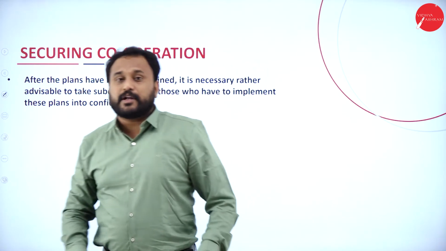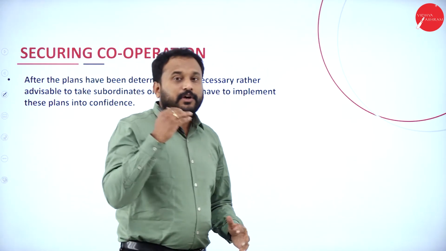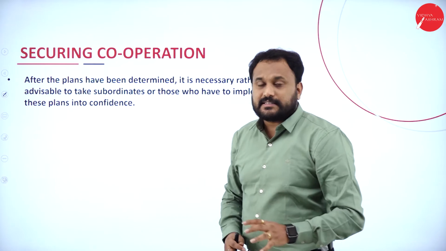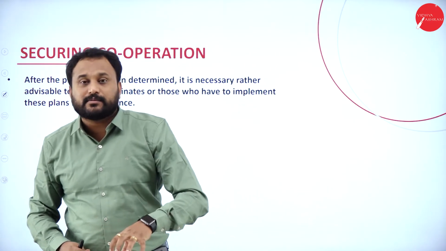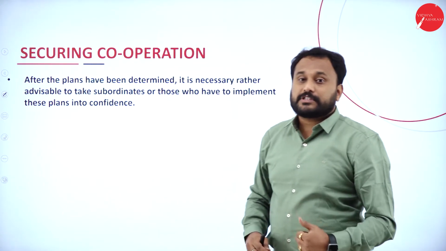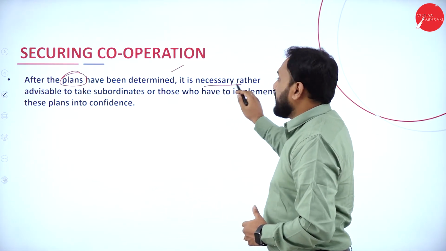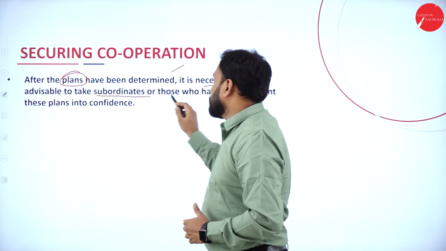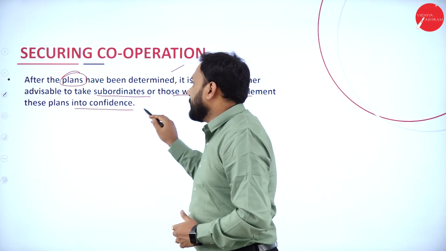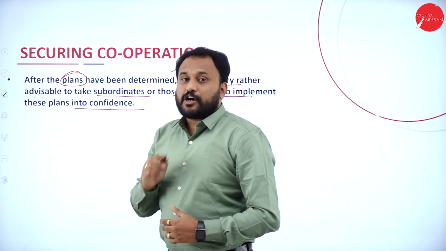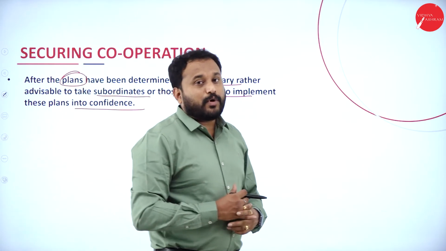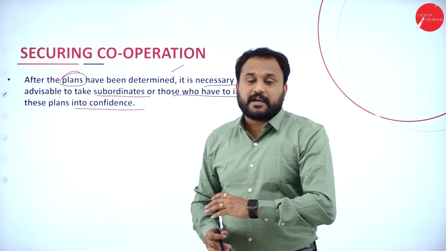Next we have securing cooperation. This is a very, very important topic. Without cooperation, you cannot do anything, students. That is the reason it is the role of all managers to have a team and make sure that the team cooperates. There should be no discord. That is the main thing the manager should go for. After the plans have been determined, it is advisable to take subordinates, those who have to implement these plans, into confidence. Otherwise, we don't know what will happen if there is no cooperation. Any mistake can happen, and that mistake can become a big blunder.